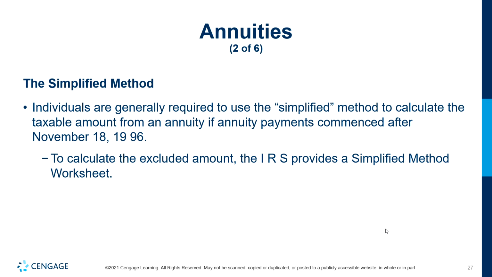So this simplified method is pretty cool. Individuals are generally required to use the simplified method to calculate the taxable amount from an annuity if the annuity payments commence after November 18th, 1996. So most brand new ones are using the simplified method. And what we do is calculate the excluded amount from the IRS-provided simplified method worksheet. They have to actually go look that one up, so you can see what the worksheet is. If they have it on their website, they should.